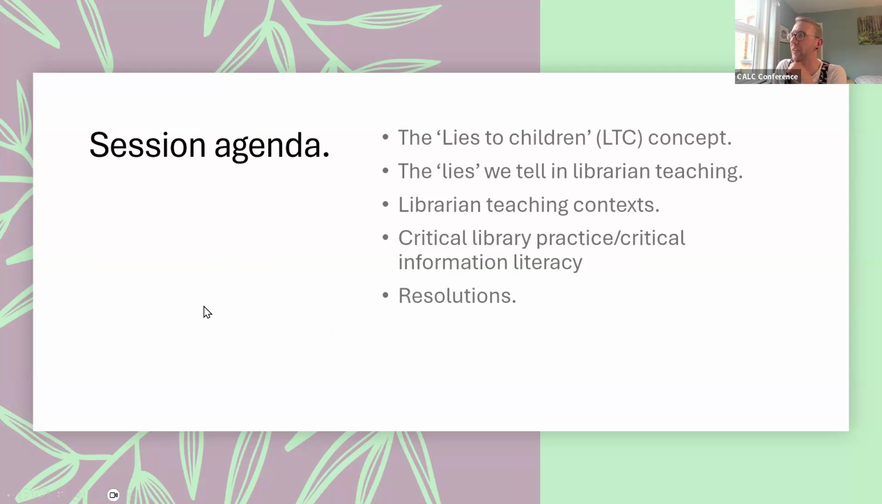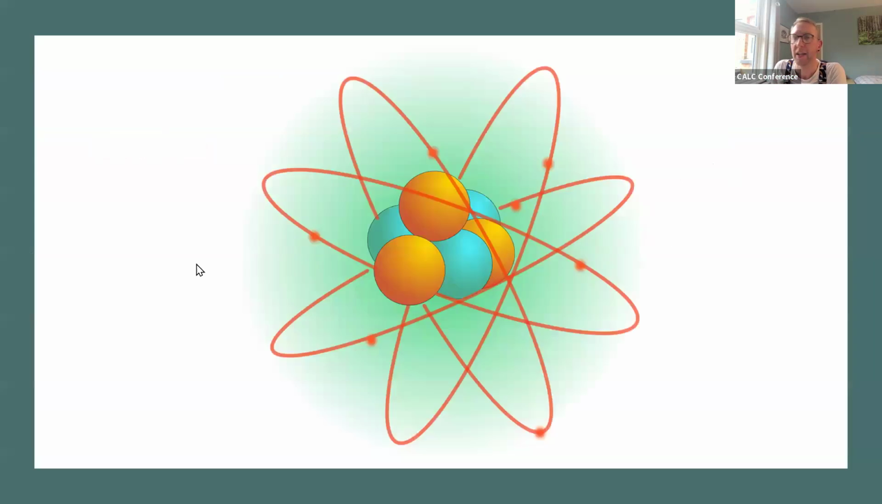In terms of what I'm planning on covering today, I want to first outline the lies to children concept, what it means and where it comes from. I want to discuss the lies that we tell when we're doing librarian teaching, and think about that in relation to the context of most librarian teaching that we do. And then think particularly about critical library practice or critical information literacy, and hopefully give you some potential resolutions for how we can work through some of the issues that I raise. First of all, though, I'd like to think about this concept of lies to children.